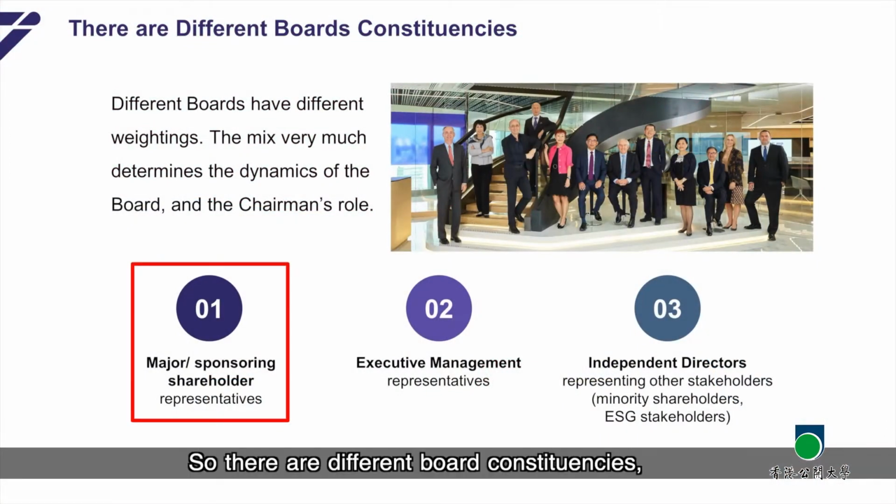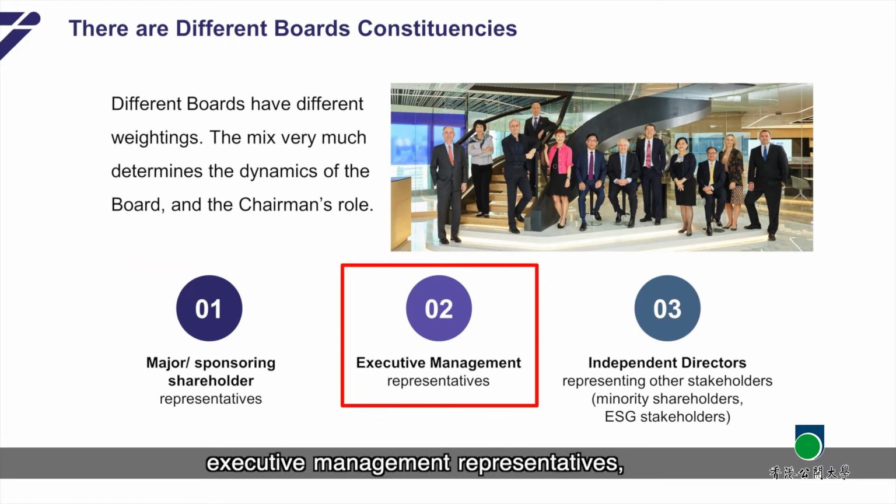So there are different board constituencies, and it's important to recognize that when you're looking at a board. When you look at the Hong Kong constituency, the Hong Kong Stock Exchange listed companies, the vast majority have major sponsoring shareholders. The vast majority will have either family or major shareholders who will normally have the chair and will normally have other seats on that board. And that has an impact on the dynamics of the board.